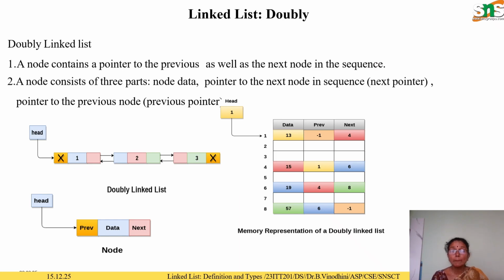Next is a doubly linked list. As I said, each node contains three parts: two pointer parts and one data part, with the pointers being previous and next. That is the memory representation of the doubly linked list, where each node contains three elements.